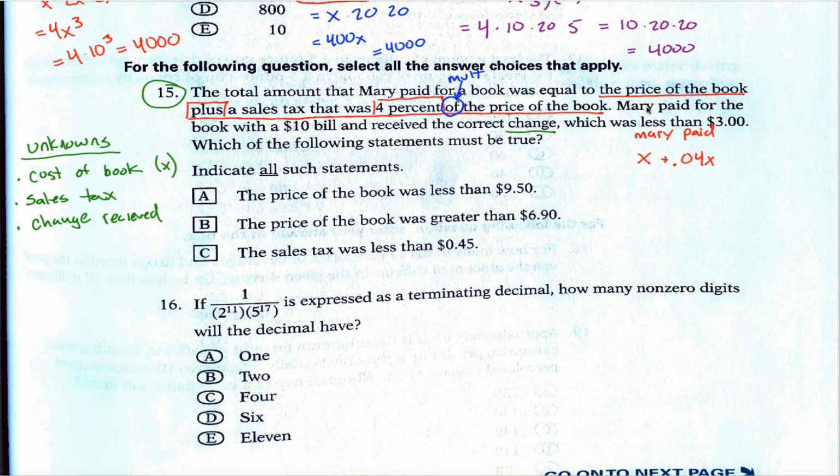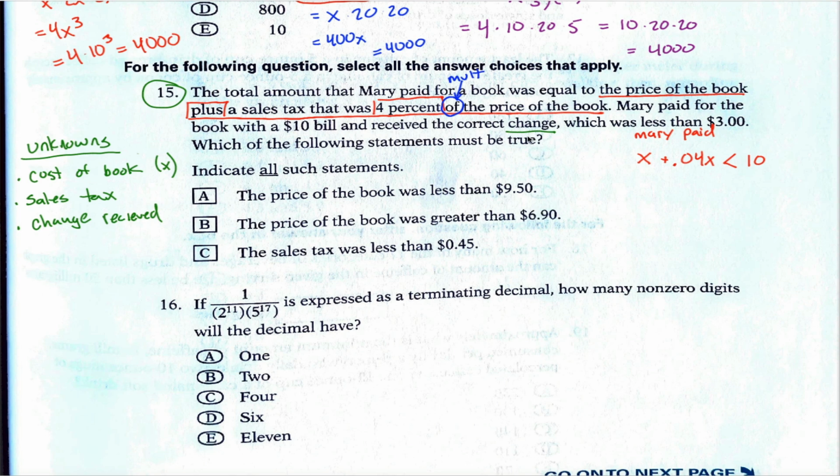So what do we know about what Mary paid for the book? Well, she paid for the book with a $10 bill and received change. What that means is this expression right here must be less than $10, right? She got money back. If this expression was more than $10 and she paid with the $10 bill, she'd be stealing, and Mary isn't stealing. She got the correct change back.